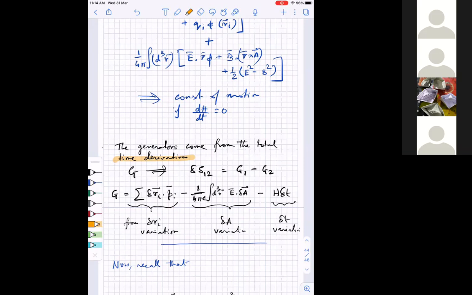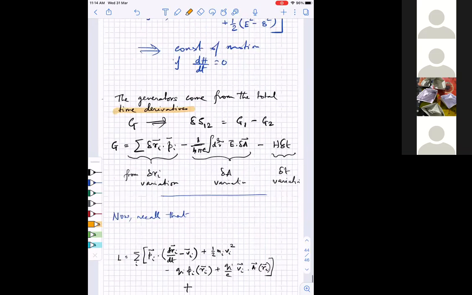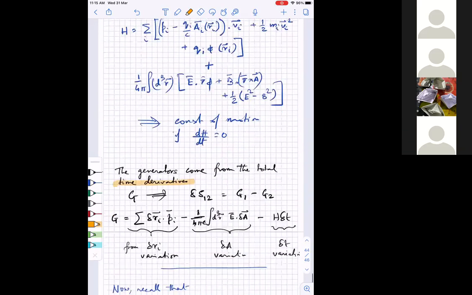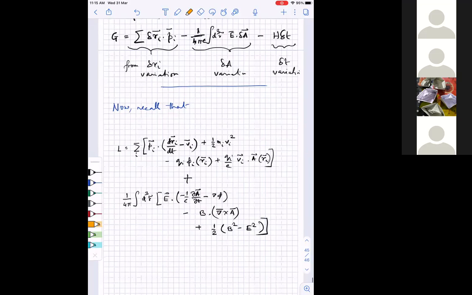Now, go back and recall that when we wrote down the Lagrangian, this was the Hamiltonian, but previously we wrote down the full Lagrangian. And just for the recap, the Lagrangian was written like this, okay? Again, the first part was the particle part, and the second part was the field part. Okay, so this is what we started with.